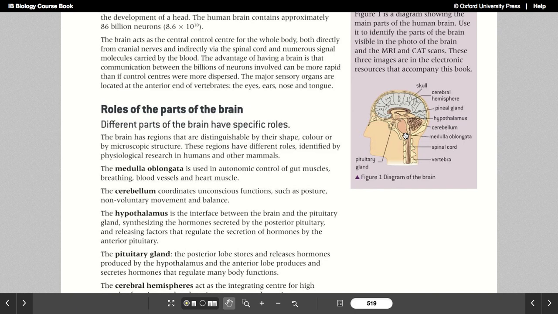So we were saying that if you have a concussion, one of the things that they do is shine light in your eyes, and if your pupils don't get smaller, then you might have brainstem damage or medulla oblongata damage.